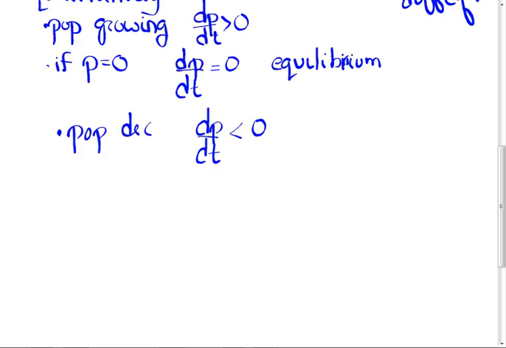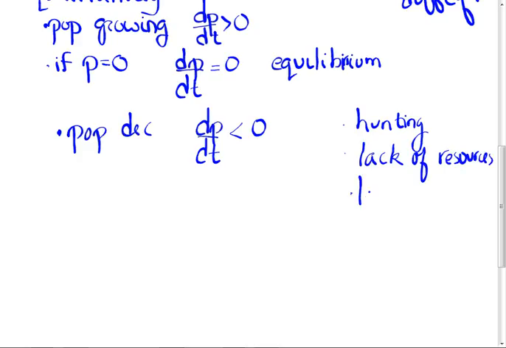Okay, why would the population be decreasing? We got hunting, what else? What else would cause the population to decrease? Shortage of food. Shortage of food, lack of resources. Lack of land.